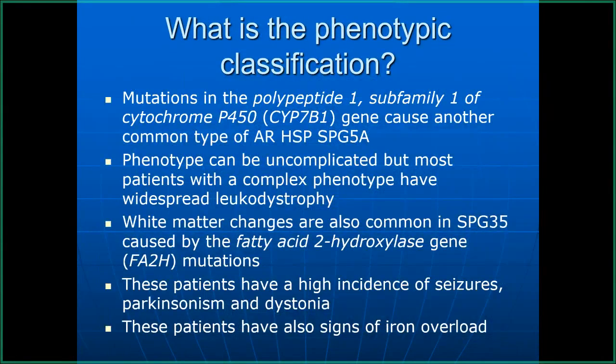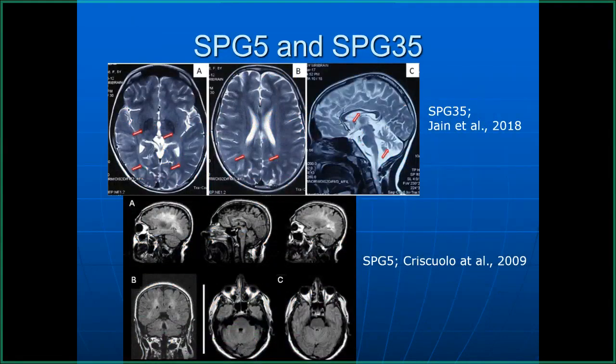And again, it can also be very complicated because there are other conditions. This one is actually called SPG 35, which is fatty acid 2-hydroxylase mutations, and some of these patients may have a leukodystrophy, and some have signs of iron deposits, so it completely falls apart. What is the disease? Is it HSP? Is it iron overload? Is it leukodystrophy? The answer would be all of the above. If you look at the MRIs, you see nicely signs of iron overload, but also quite significant leukodystrophy.